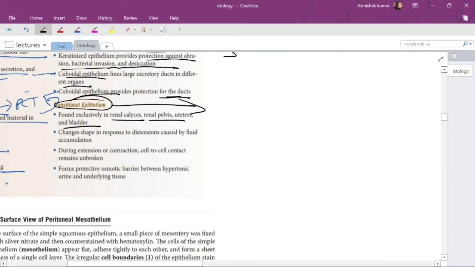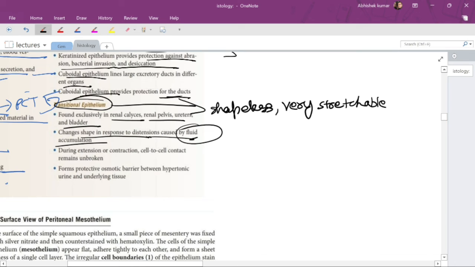So basically, transitional epithelium is shapeless, you can say, because it is very stretchable. It can stretch so much that it becomes any shape according to the environment. It changes shape in response to distension caused by fluid accumulation. During extension, cell-to-cell contact remains unbroken. That is, the contact between the two cells is not going to be broken when it is extended. It forms a protective osmotic barrier between hypertonic urine and the underlying tissue.